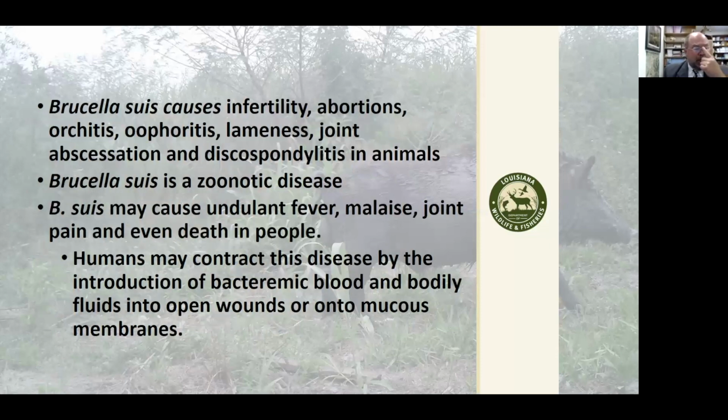So in pigs, we already talked about abortions. Brucellosis can cause infertility, orchitis, which is swelling of the testicles, oophoritis, which is swelling and inflammation of the ovaries, lameness, joint abscesses. They get abscesses in their spine. It is zoonotic. It affects people. It's a very severe disease in people, especially if left untreated.